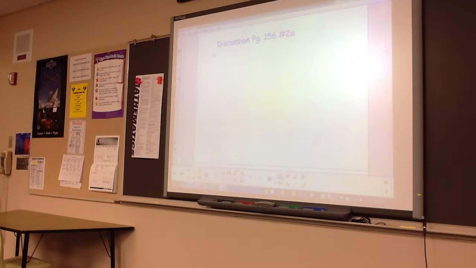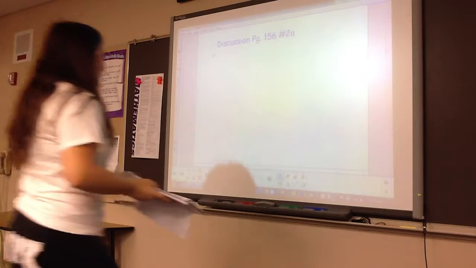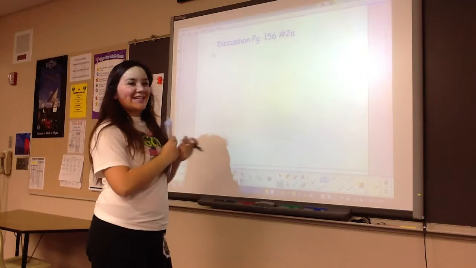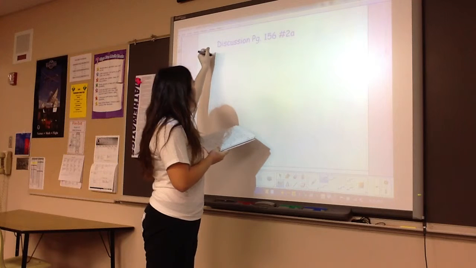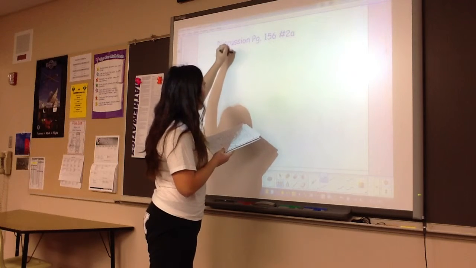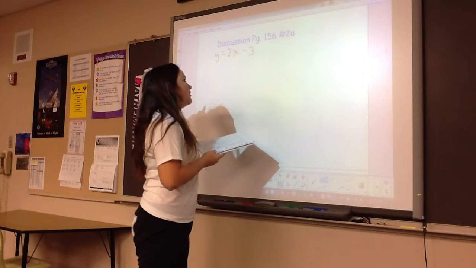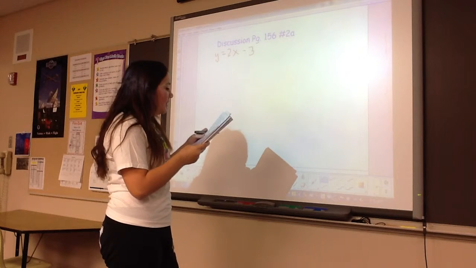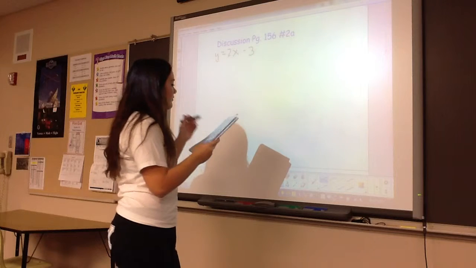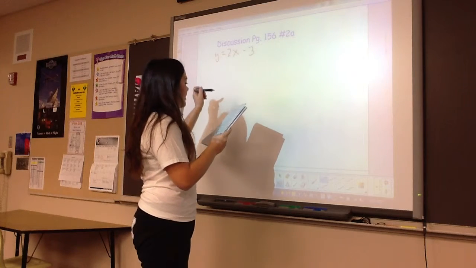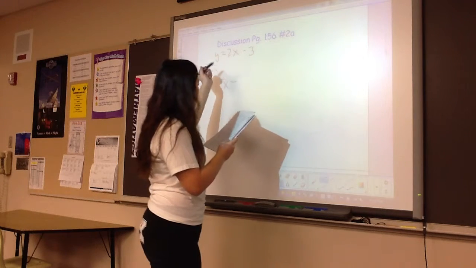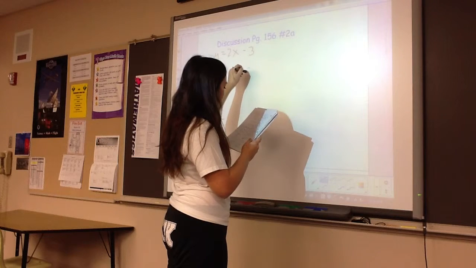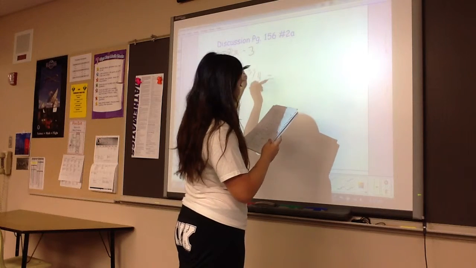Alright, 2A. First off, I don't know if I did this right because I didn't cross multiply, so I think that's wrong, but this is what I did. The first one is y equals 2x minus 3. You already have that in y equals form, so you don't have to change that. Then your other one was 3/4 x minus 1 3/4 equals y.